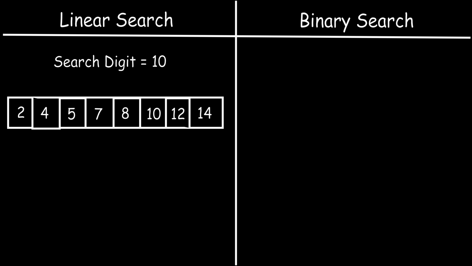Suppose you have an array of 8 digits. The linear search algorithm would start by comparing the search digit with the first digit of the array. If it was a match, it terminates the process. If not, it moves to the next element and so on.